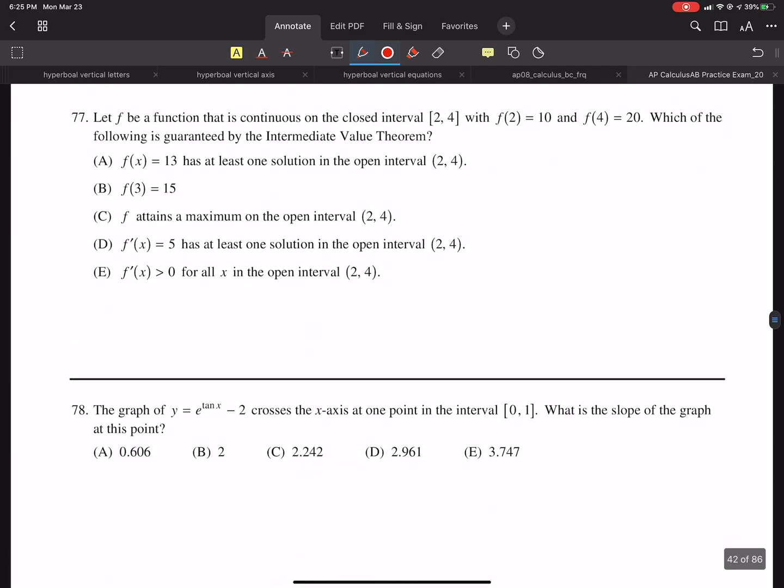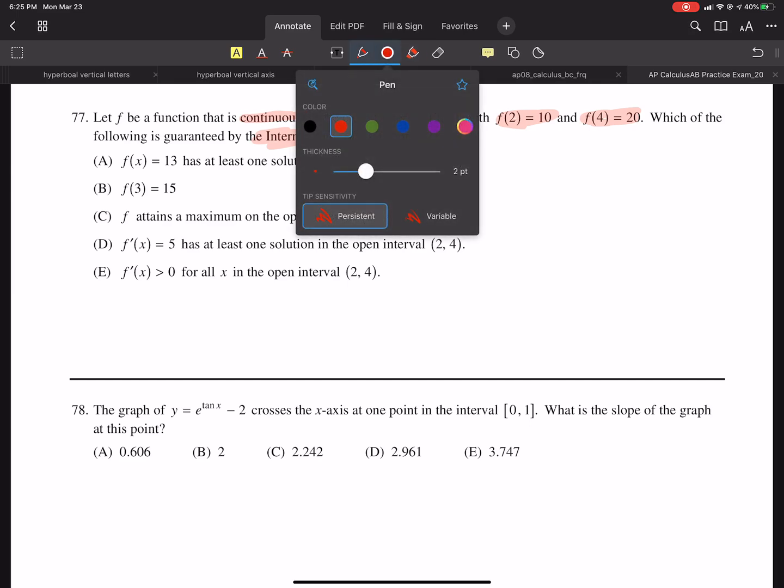All right, let's look at number 77. We know the function's continuous on this closed interval, and we're given the two endpoints. And they say, what is guaranteed by the intermediate value theorem? So a few things going on here. Let's take a look.